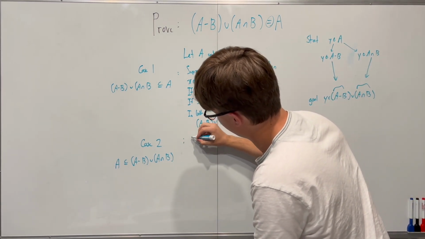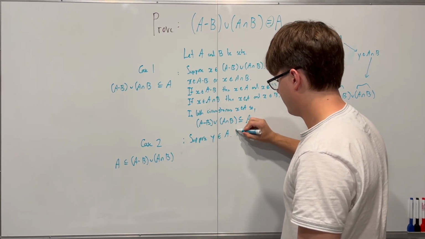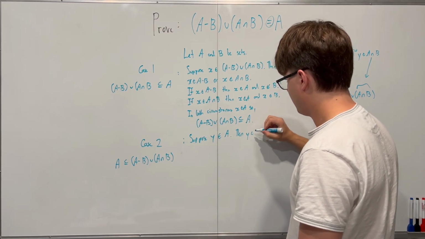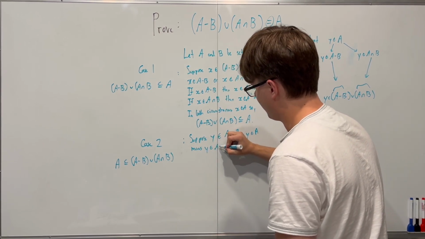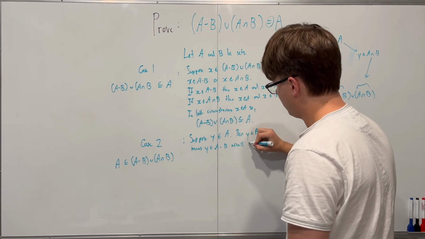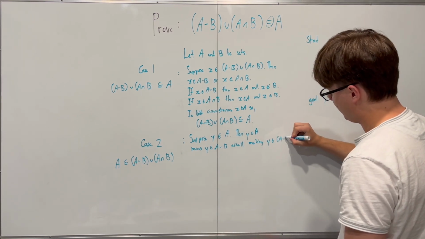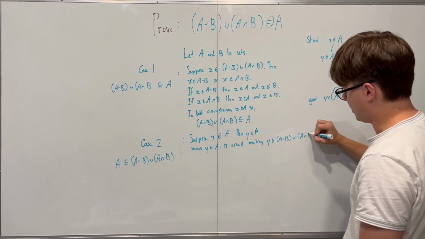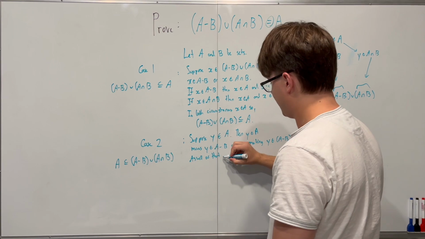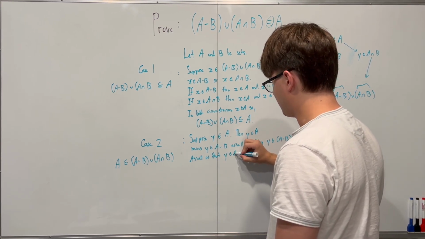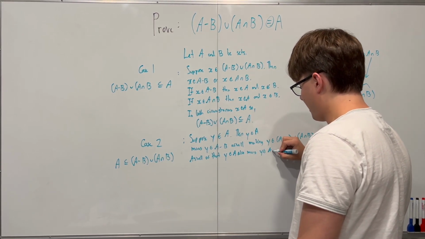So we'll start by supposing our element Y. We'll say, suppose there exists some Y in A, then Y in A means Y is an element of A minus B as well, making Y an element of A minus B unioned with anything, or in this case, A intersection B, as well as that Y being an element of A also means Y is an element of A intersection B.